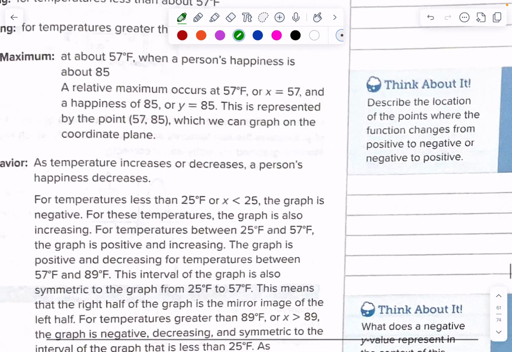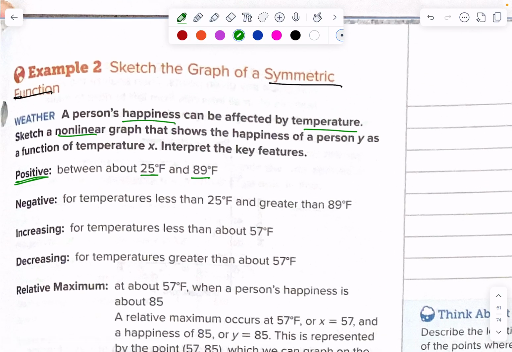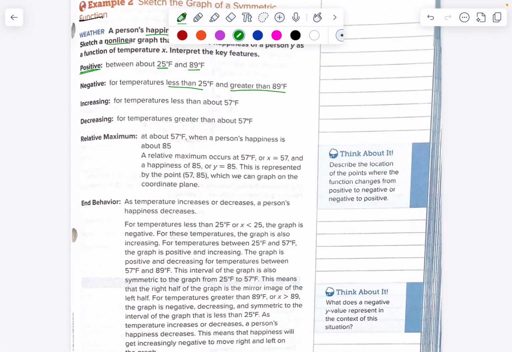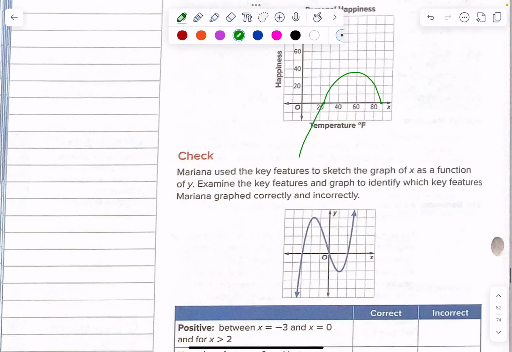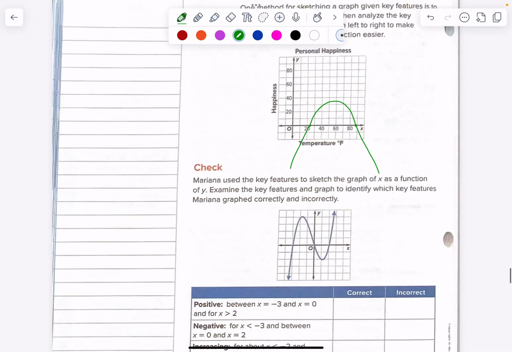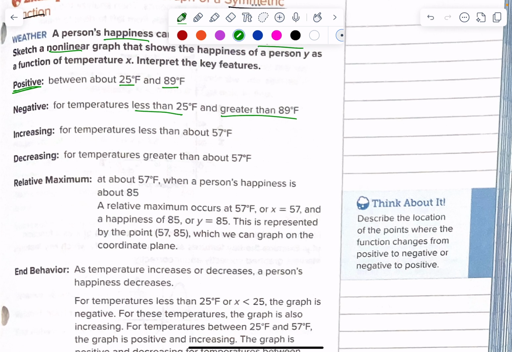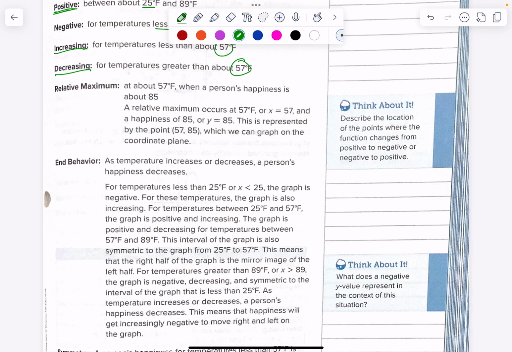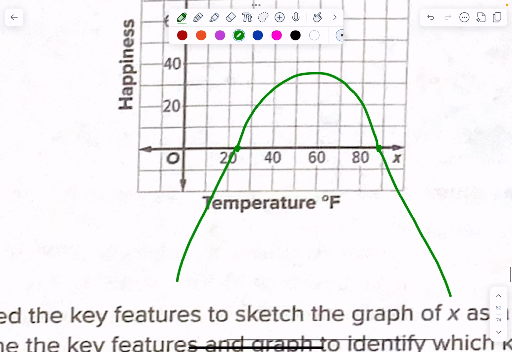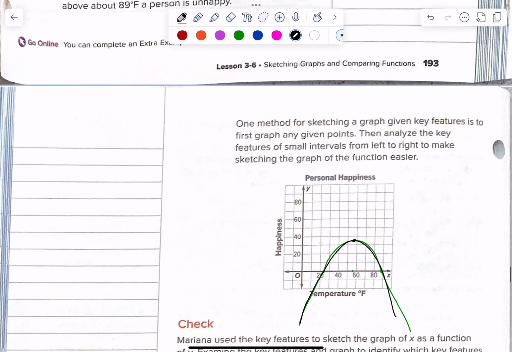Then let's see, what else do I have that I can use? So he's negative when he's less than 25 and he's negative when he's greater than 89, right? So he's down below here and here. Okay, I'm guessing this is going to look like a parabola. I already kind of have an idea of what this looks like, but let's do some more. For temperatures that are less than about 57, it's increasing, and when it's greater than 57, it's decreasing. Okay, all right, so 57 is about right here. And that's going to be like kind of my maximum, right? It's increasing till I get to that point, and then it's decreasing after that. Okay, so yeah, this is pretty well. It's going to look like a parabola.